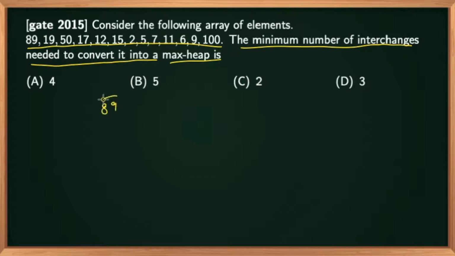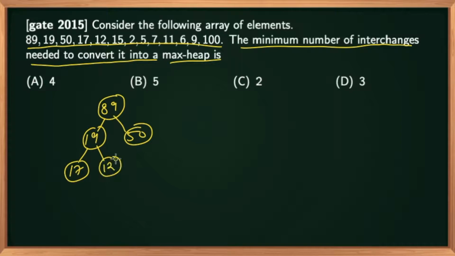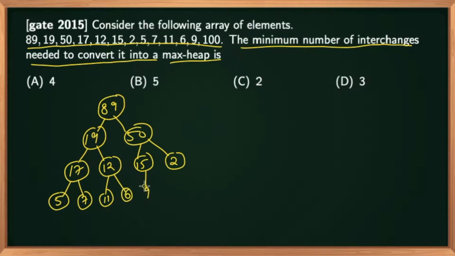So we have 89, 19, 50, 17, 12, 15, 2, 5, 7, 11, 6, 9 and 100, right? So if you see this heap, all the elements satisfy the heap property except this 100, right?